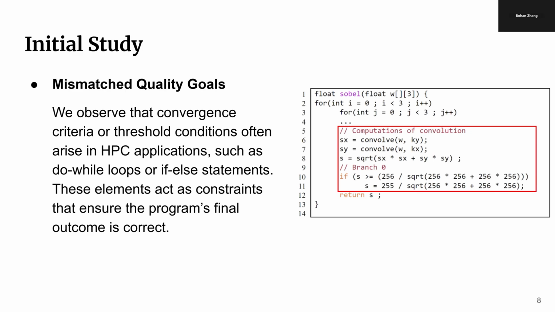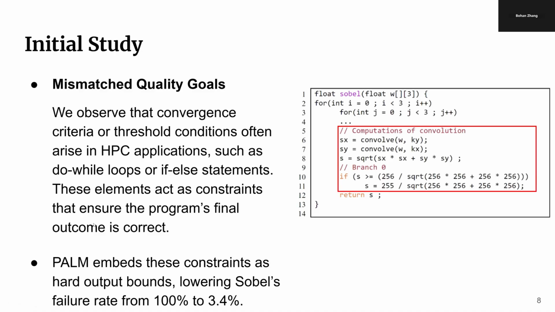And the PALM fix is to extract this condition from the code and bake it directly into the model as a hard bound on the output layer, so the network cannot produce an invalid value. For Sobel, it drops the failure rate from 100% to 3.4%. So these are the three problems. Now let's show how PALM puts the solution together.